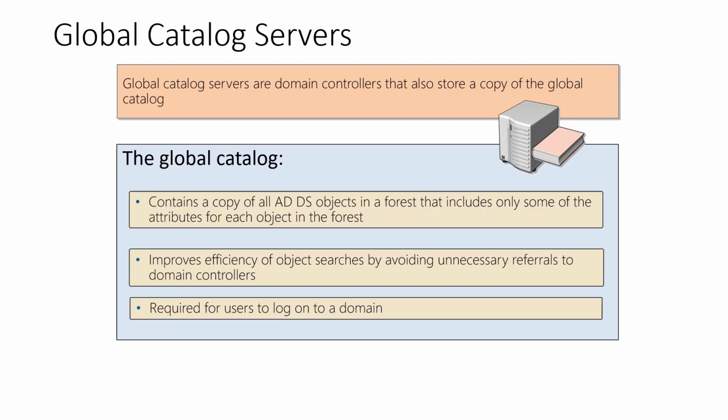global catalog. Note that the alternative to having a searchable global catalog would be much more traffic over the entire organization network. So the global catalog contains a copy of all the Active Directory domain objects in a forest that includes only some of the attributes for each object in the forest. It improves the efficiency of object searches by avoiding unnecessary referral to the domain controller required for users to log on to a domain.